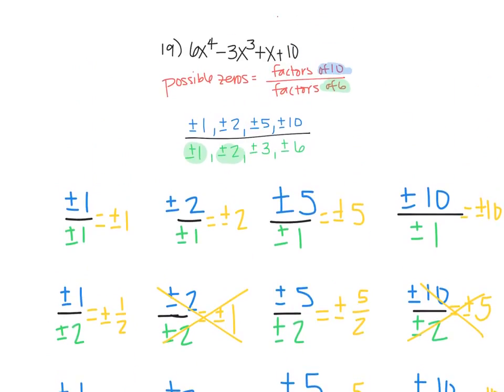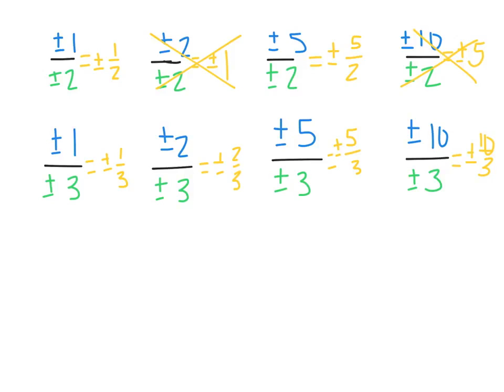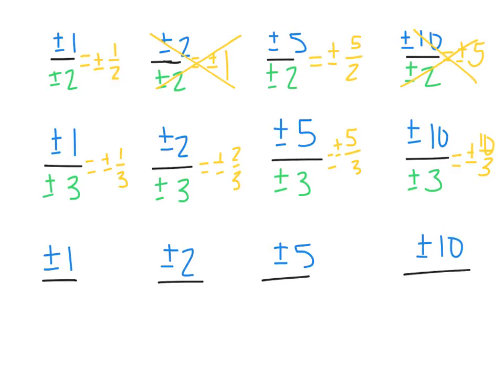Alright, so then I do the whole process again, but this next time I go with the last number in my denominator, which is 6. So I'm going to take the same numerators, 1, 2, 5, and 10, and divide them by the last number in my denominator, which was 6.